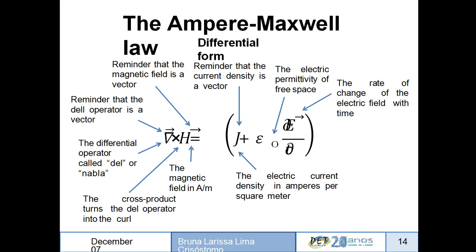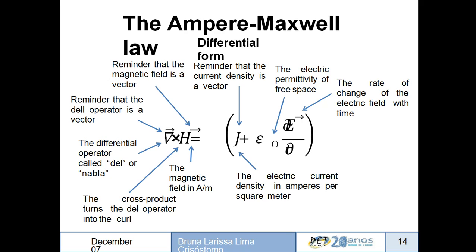Now, because D is the total displacement vector, if we take a closed surface integral of the displacement vector over an infinitesimally small area, what will we get? We will get the total displacement vector coming out of the enclosed surface, and that will be equal to the net charge enclosed by that closed surface.